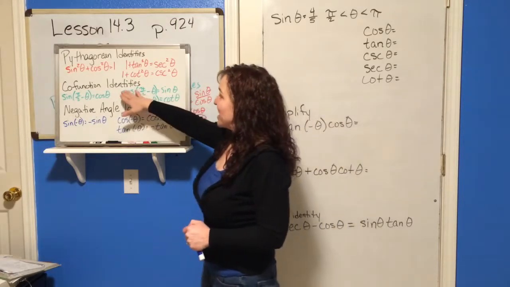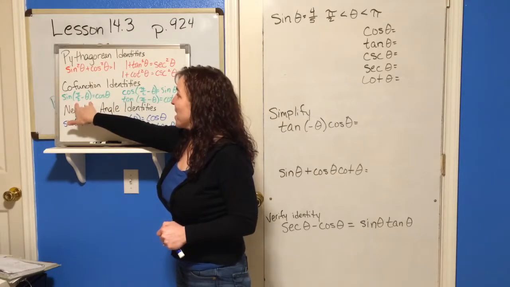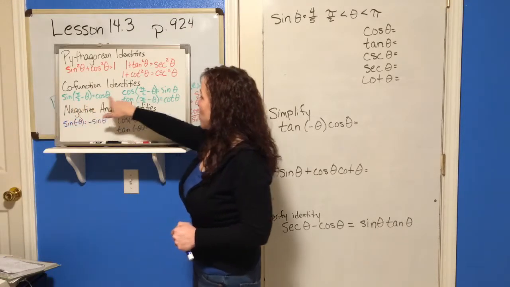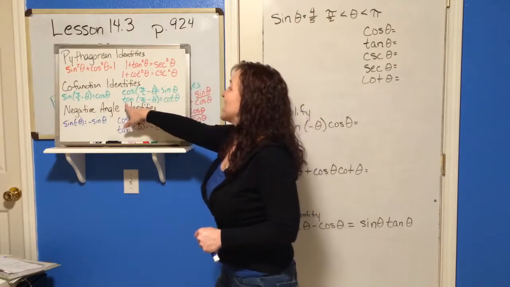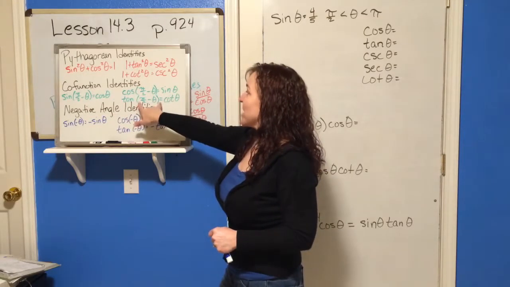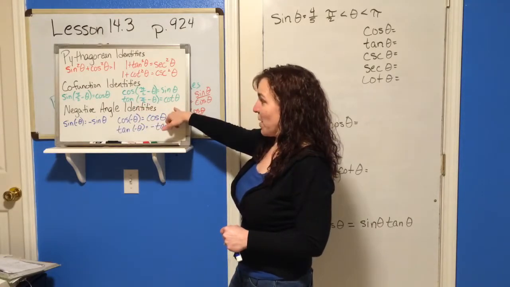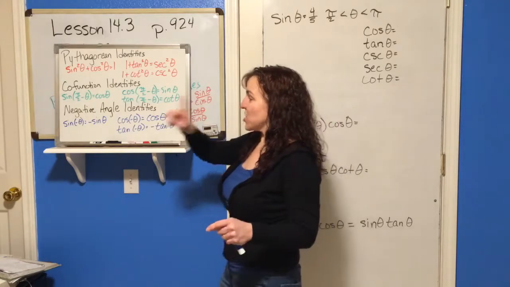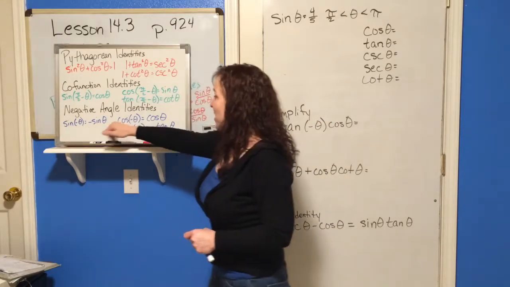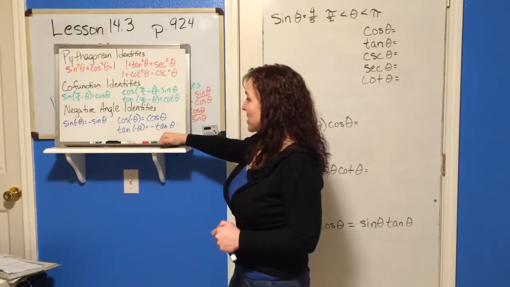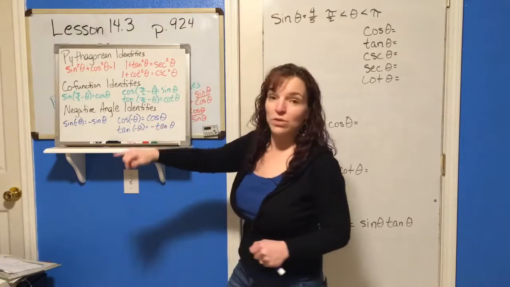The cofunction identities say that the sine of pi over 2 minus theta equals the cosine of theta. Cosine of pi over 2 minus theta equals the sine of theta. Tangent of pi over 2 minus theta equals the cotangent of theta. And the negative angle identities, check this out. The sine of a negative theta equals negative sine of theta. The tangent of negative theta equals negative tangent of theta, but the cosine of negative theta equals cosine of theta.